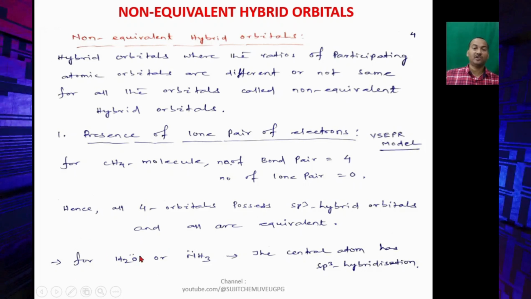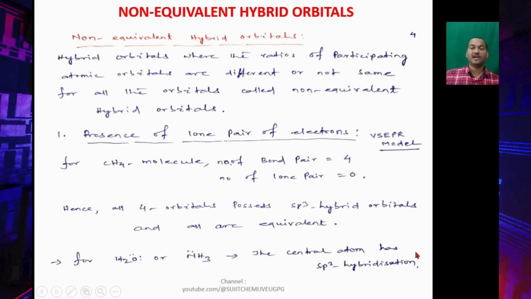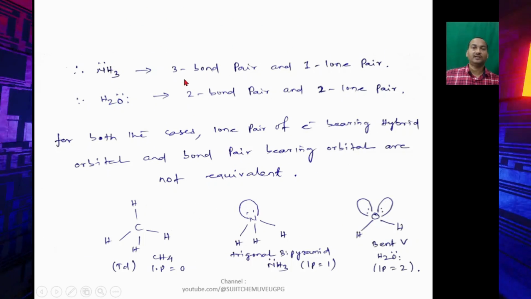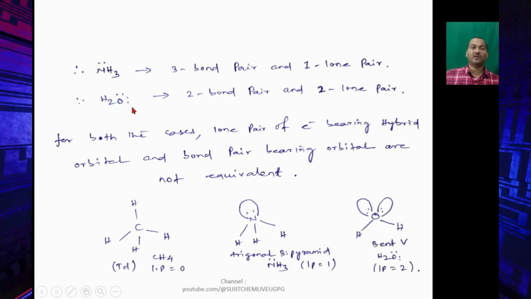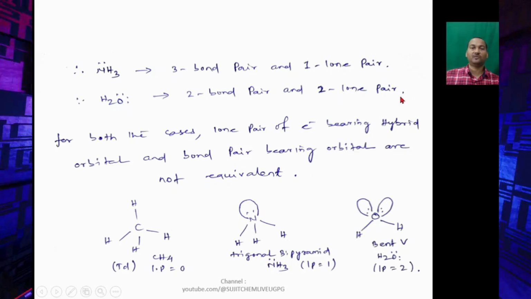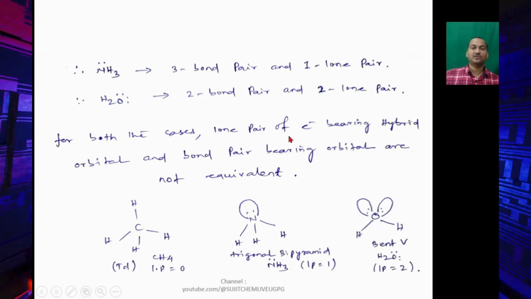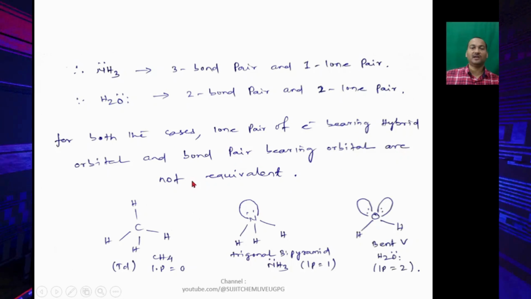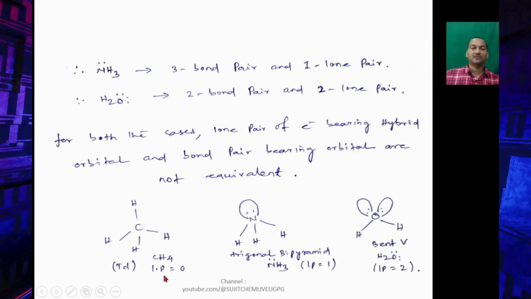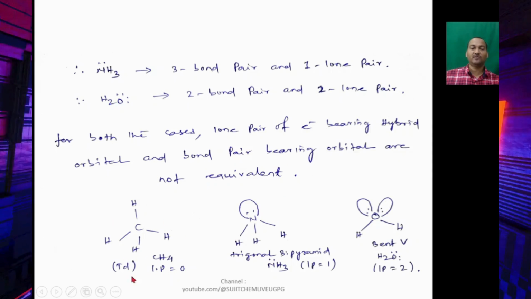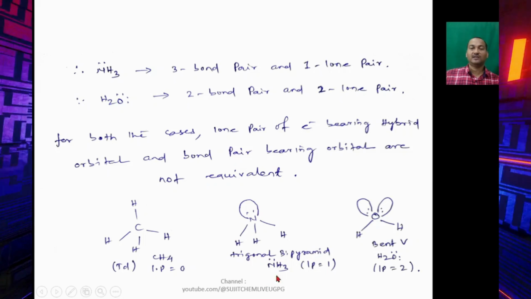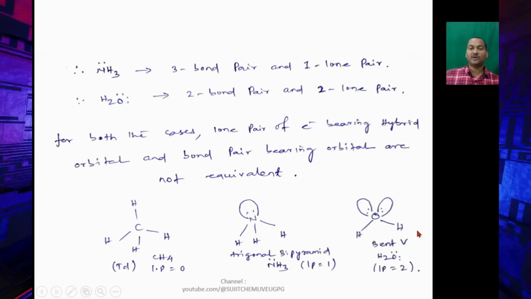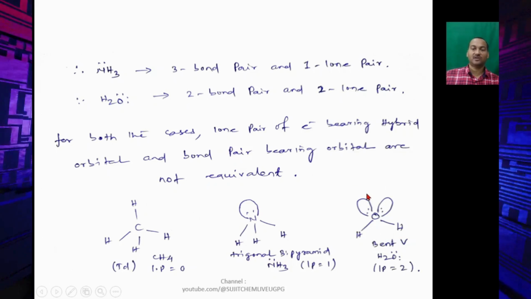But if you take the example of water or ammonia, the central atom has sp3 hybridization. In ammonia, 3 bond pairs and 1 lone pair. And in water we have 2 bond pairs and 2 lone pairs. So for both the cases, the lone pair bearing hybrid orbital and the bond pair bearing orbital are not equivalent. So methane would be tetrahedral, ammonia NH3 has a pyramidal shape, and in case of water you will have a bent structure or V-shaped structure.